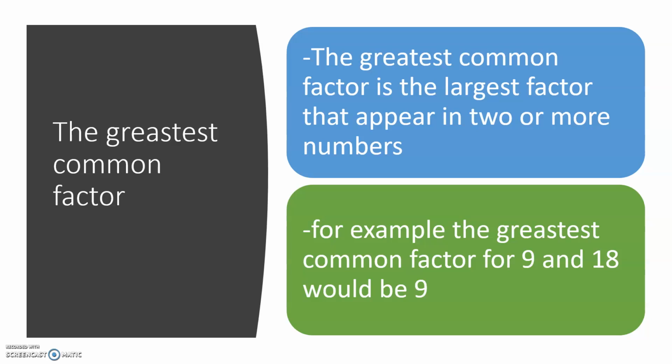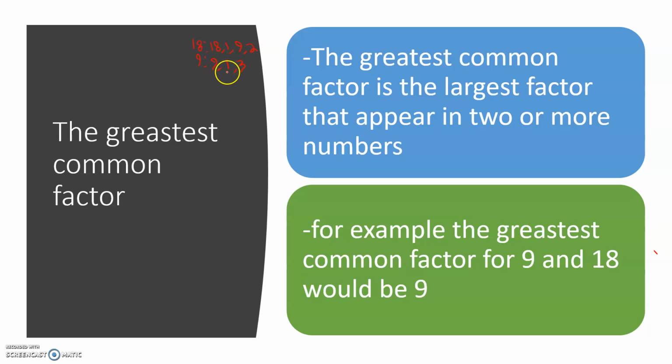Let's do an example together. Let's solve the greatest common factor for 18 and 9. So 18, what are some factors of 18? 18 and 1, 18 times 1 is 18. Yup. 9 and 2, 9 times 2 is 18. What are some factors of 9? 9 and 1, what else? And 3.